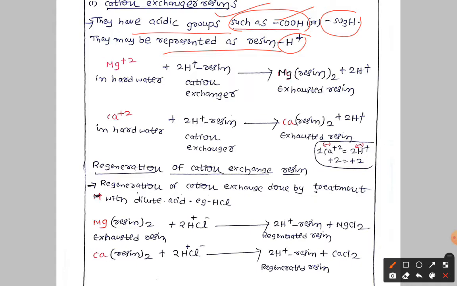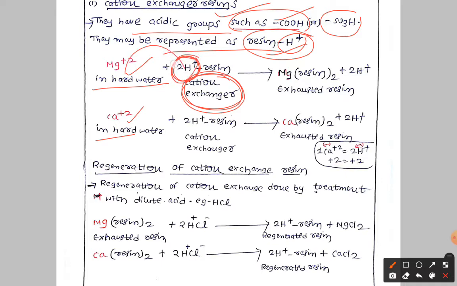Just as we discussed for zeolite, where we write NaZ, here also we write the resin simply as resin H plus. This indicates an acidic resin, the acidic cation exchange resin, having acidic nature. This is the important active group we write here. In hard water we have calcium and magnesium ions. These cations exchange with the H plus. So simply, what happened?